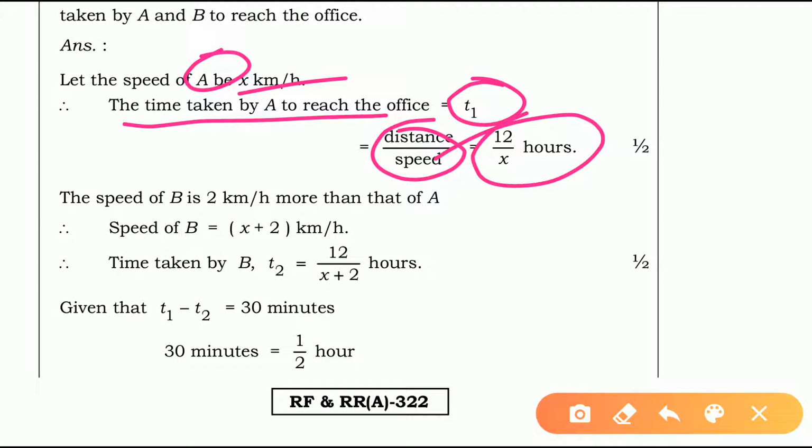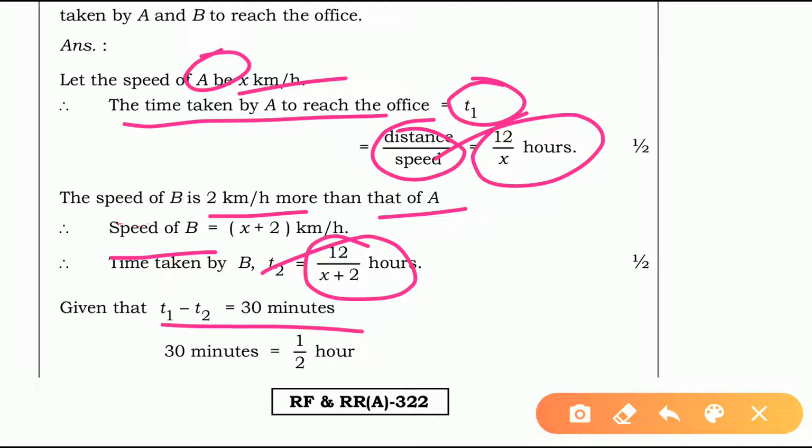Similarly, the speed of B is given, that is 2 km/h more than that of A. Means speed of B is equal to x plus 2 kilometers per hour. The time taken by B is t2, equal to 12 divided by x plus 2 hours. Given that t1 minus t2 is equal to 30 minutes.